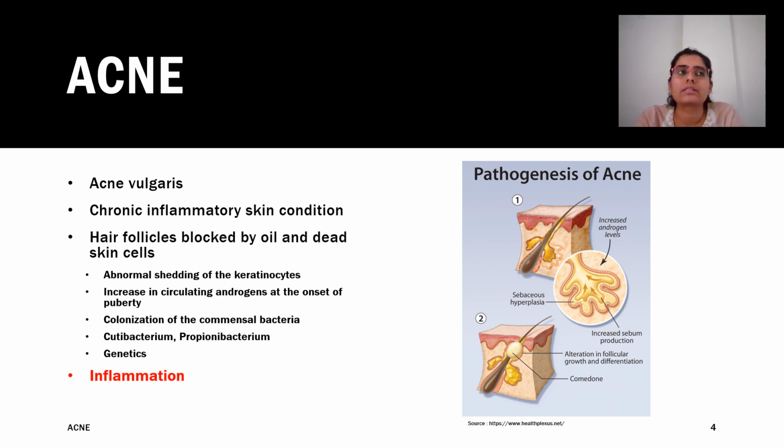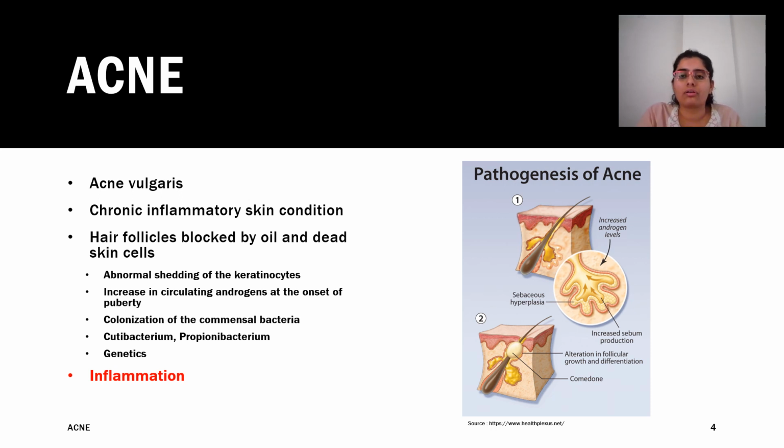What normally happens as a normal process in everyone's body is that our body periodically sheds old skin and replaces it with new cells. This process is commonly called desquamation. If this process is happening abnormally, maybe more, then there's abnormal shedding of keratinocytes, and they end up blocking the hair follicle and accumulating like you see here.